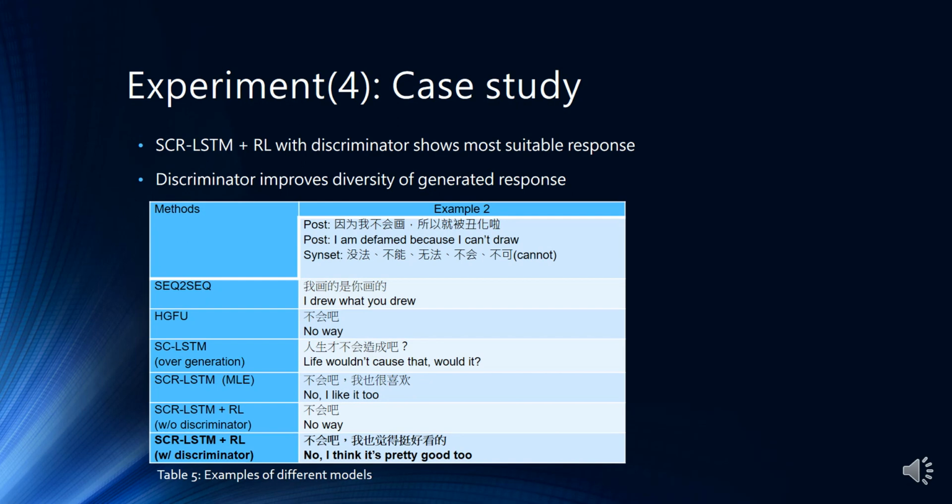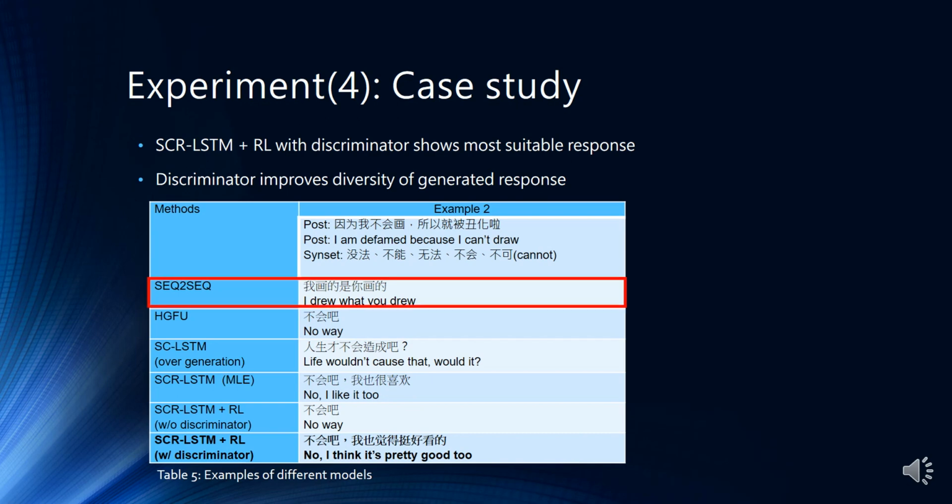We also looked at our generated results and found that our proposed method with discriminator generates the most suitable response. In sequence-to-sequence methods, there is no semantic guidance given, and we can say that the generated result is not so fluent. We can also find that with the discriminator, the generated response is more diverse and related to the post.